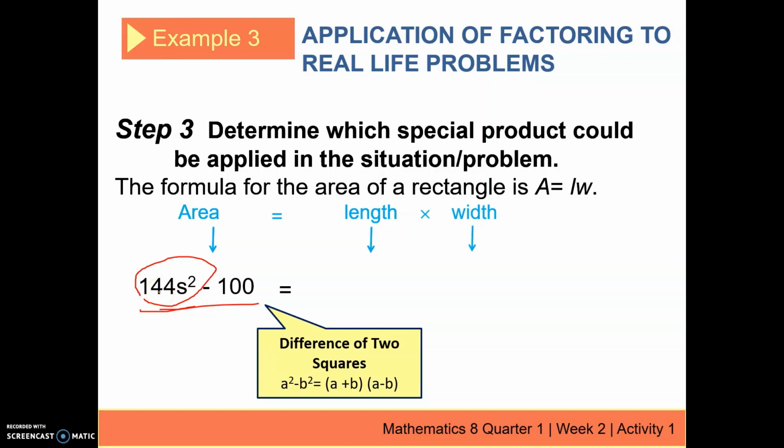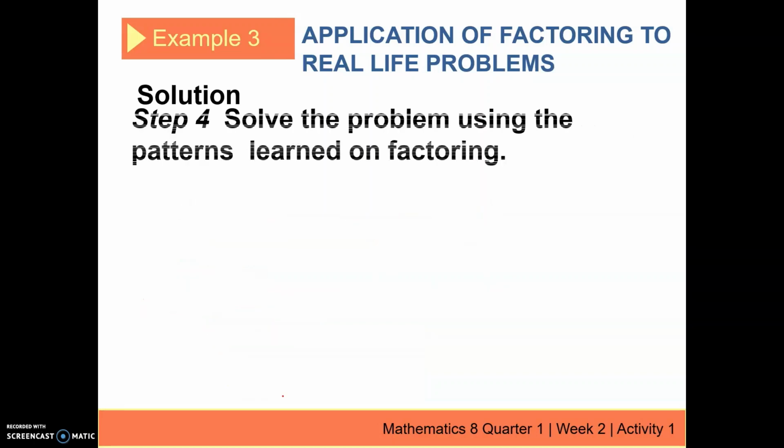144s squared is a perfect square, it has a square root. And 100 is also a perfect square, it has a square root. And the operation involved is subtraction because of the minus sign. Therefore, this polynomial falls under the difference of two squares, which states that a squared minus b squared is equal to the quantity a plus b times the quantity a minus b, where a and b are the square roots of the first and the second term. So what could be the length and the width?